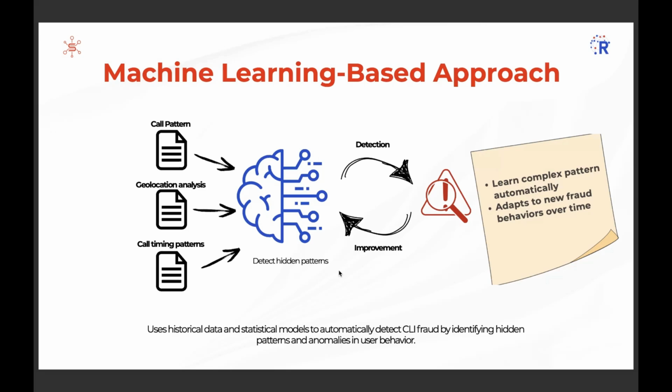One of the methods that is on the rise recently is machine learning, because it can analyze huge amounts of data and find patterns that humans or even a basic system would likely miss. So machine learning can look at things like call pattern analysis, checking for unusual frequencies of calls, strange mixes of destinations, or odd call durations.